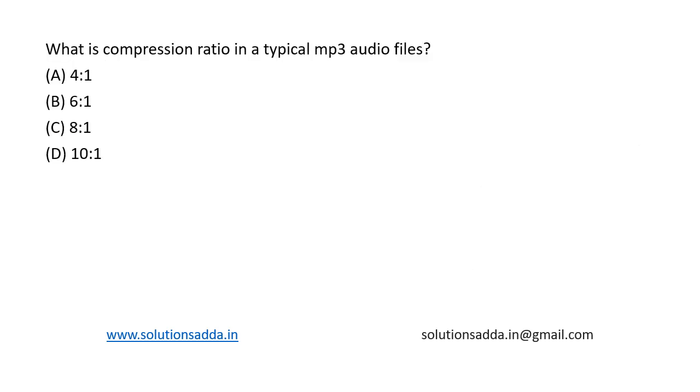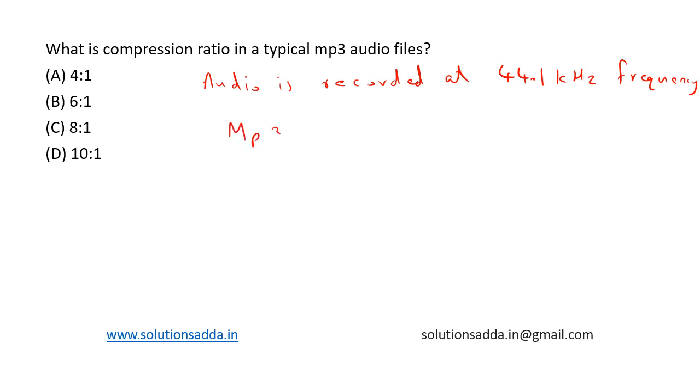This is a question from multimedia. What is the compression ratio in a typical MP3 audio file? Audio is recorded at a frequency of 44.1 kHz. So audio is recorded at 44.1 kHz frequency. While converting to MP3, it used 16 bits to represent one sound signal.